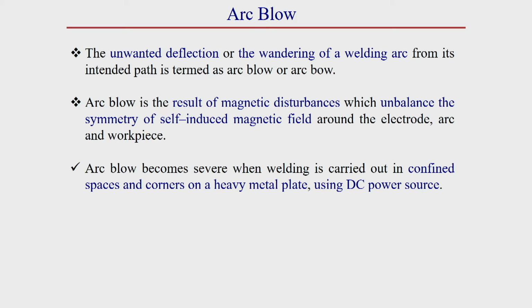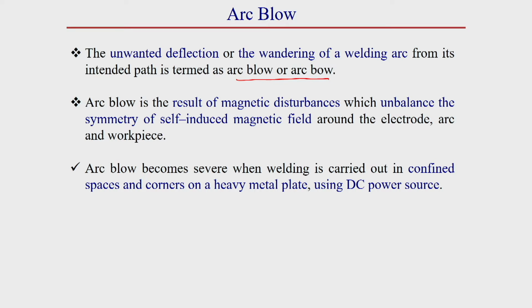First of all, the definition of arc blow: we can say it is the unwanted deflection or wandering of the welding arc from its intended path. It is termed arc blow, or sometimes called arc bow, because here the arc deflects from its intended path. So its shape can be like a curve, which generally resembles a bow. That's why sometimes it's called arc bow also. So arc blow is generally developed due to the flow of current through the arc. This is the main reason of arc blow. Always keep this thing in mind.